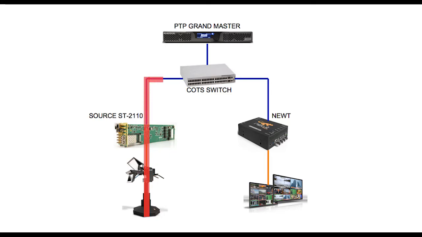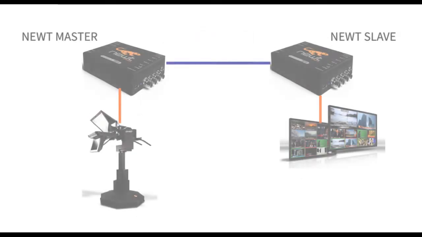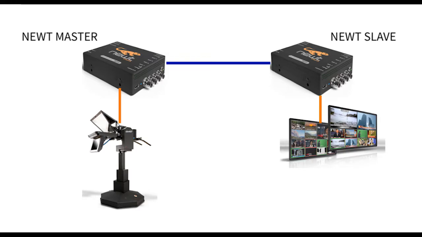The Newt and the ST2110 sender are connected via an Ethernet switch, while a separate PTP Grandmaster, which is also attached to the switch, provides PTP timing to the network. The Newt receives network streams from the switch and decapsulates them into SDI or HDMI data streams that are then output to a monitor.